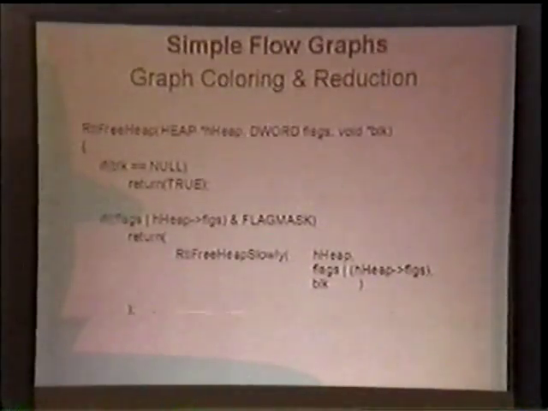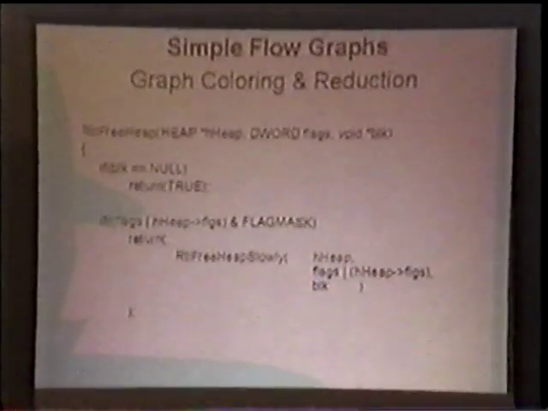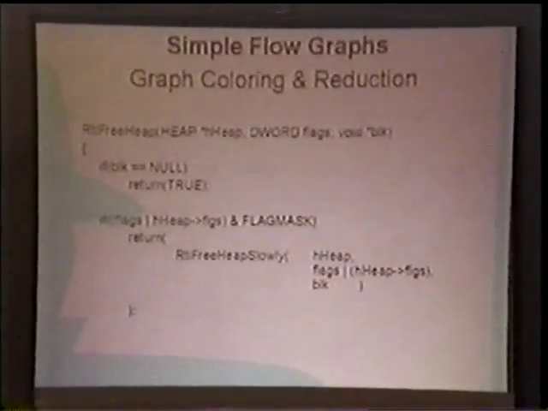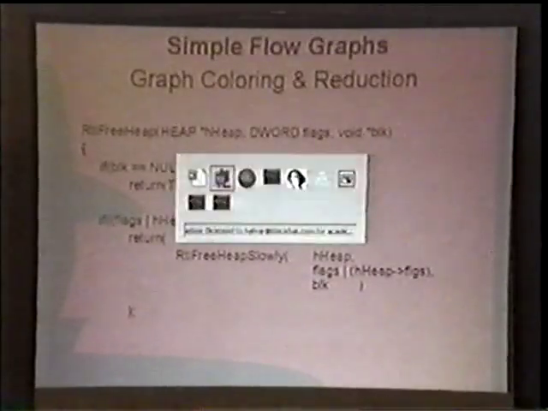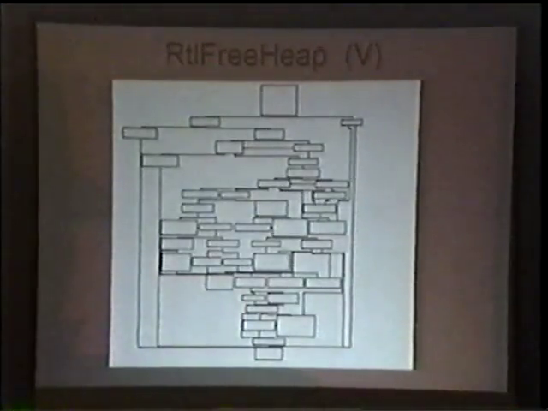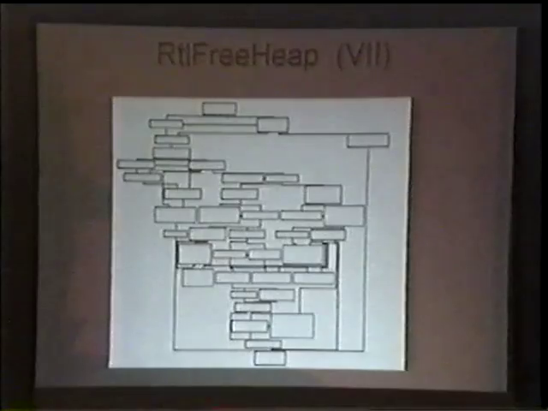After checking whether the block is 0, and if it is 0, returning 0, or returning 1, it checks for these flags being set. And if they are set, it returns RTL3 heap slowly. So we can scrape away the next layer. And we can continue this until we're all the way through with that function. And this has the advantage that we always know that we've covered every little branch in that function. We're not missing anything. And we know exactly where we were, so we can pick up on it like a day later or weeks later and know what we're doing.